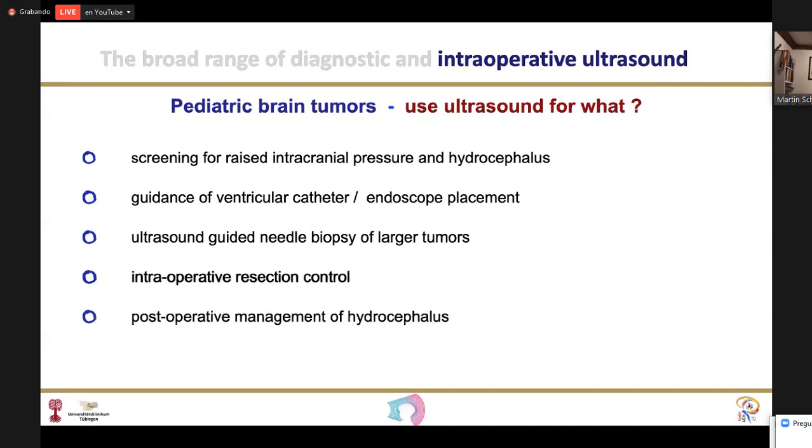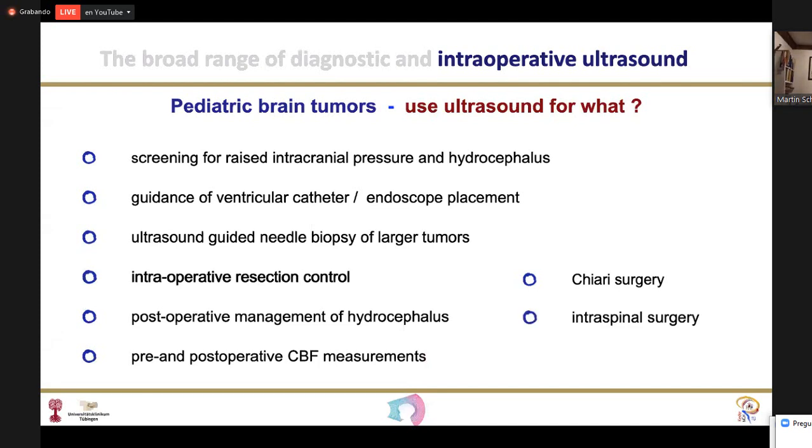And you can use it postoperatively, again, for management of hydrocephalus and, for example, for research tools like pre- and postoperative CSF flow measurements. So you can also use it for Chiari decompression to check for the amount of decompression. You can use it for all kinds of intraspinal surgery and localization. And we often use it in peripheral nerve surgery for diagnostic and intraoperative purposes.